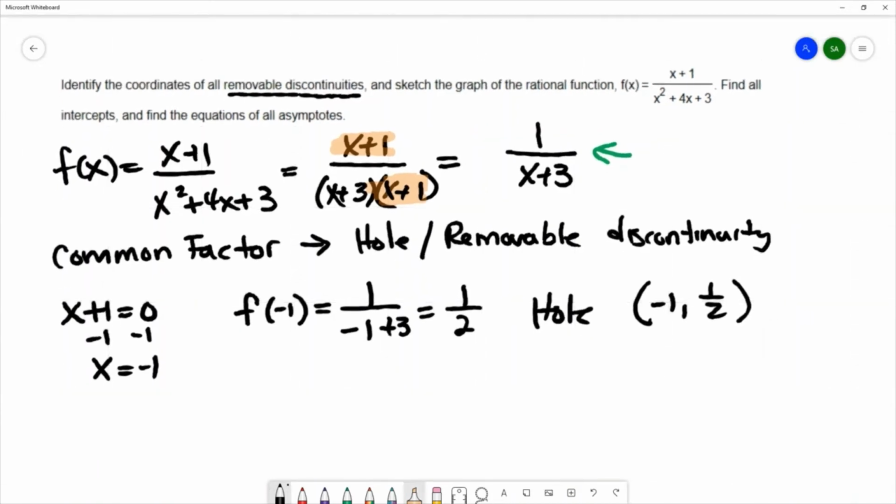But then we want to sketch the graph, and as we sketch the graph, we want to find the intercepts and the asymptotes.